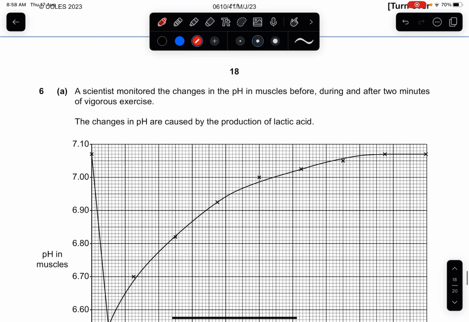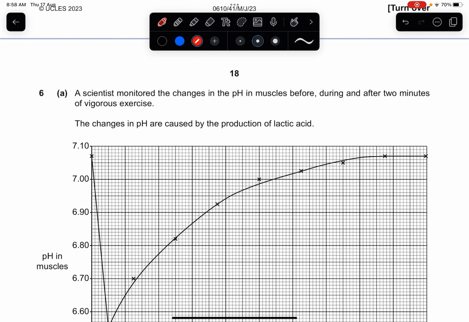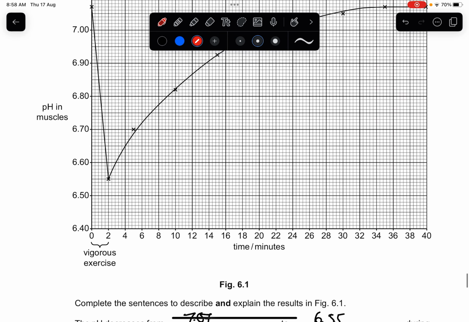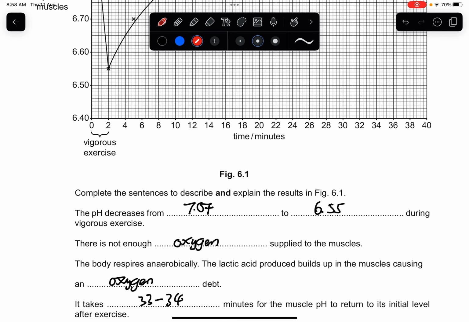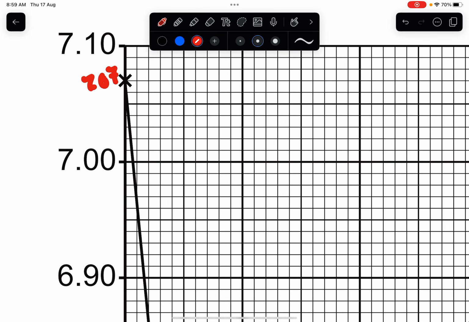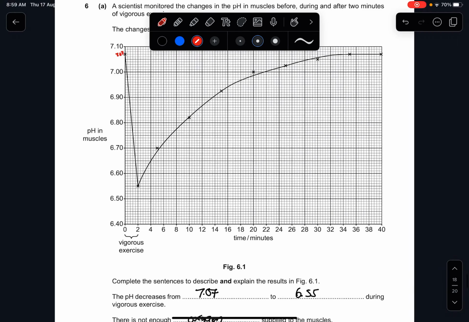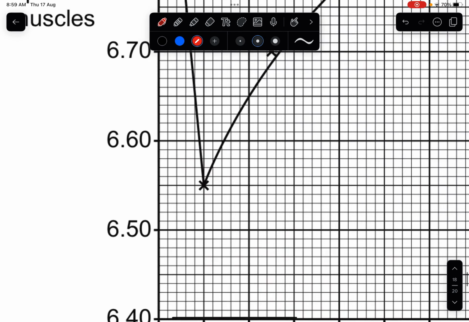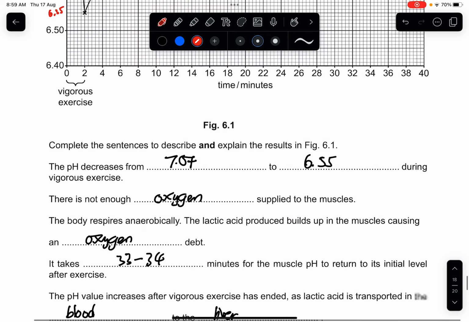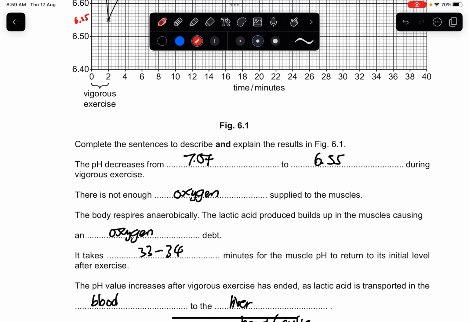Okay. Question 6a. A scientist monitored the changes in the pH in muscles before, during, and after 2 minutes of vigorous exercise. The changes of pH are caused by the production of lactic acid. So you just basically have to see what's happening in the graph, and they ask you to complete the sentence, like filling in the blanks. The pH decreases from, if you can see, about 7.07. So from 7.07, it has decreased to at least 6.55. So you write down it decreases from 7.07 to 6.55.